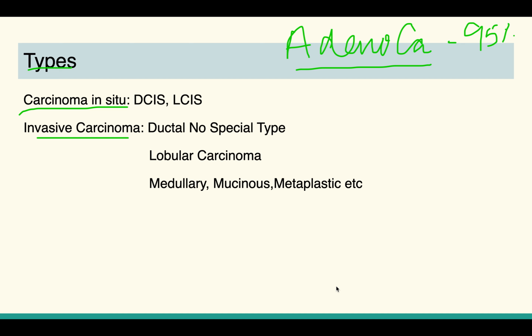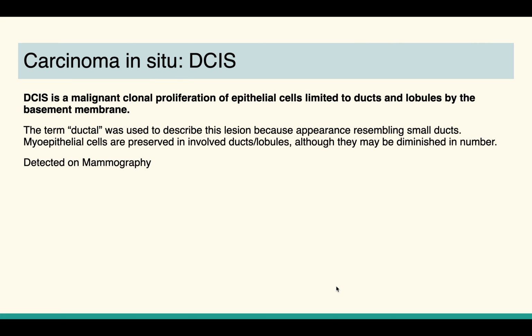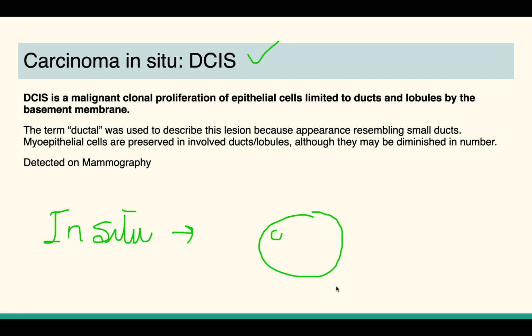Carcinoma in situ is further divided into DCIS and LCIS, that means ductal carcinoma in situ and lobular carcinoma in situ, and then the invasive carcinomas. Firstly, going to the ductal carcinomas. When we are talking about in situ carcinomas, that means the myoepithelial cell layer is present. The basement membrane is intact. Malignant cells are present, but the basement membrane is intact.